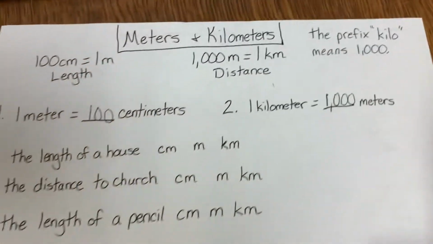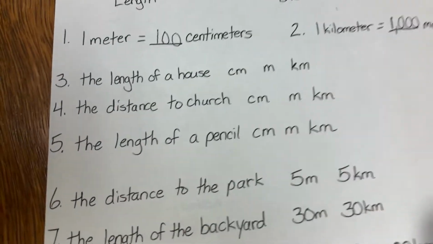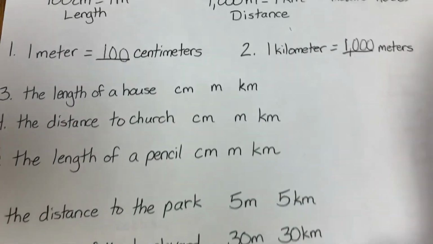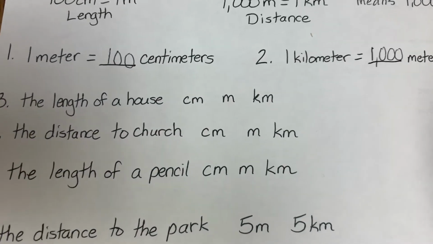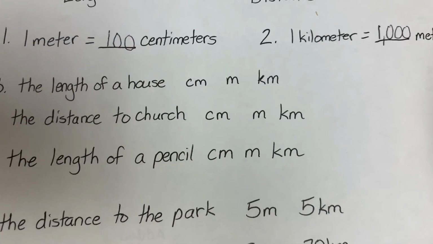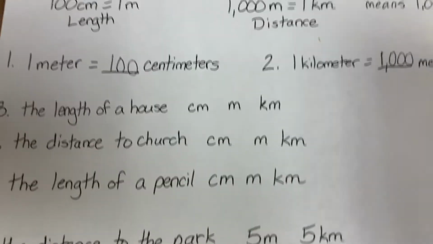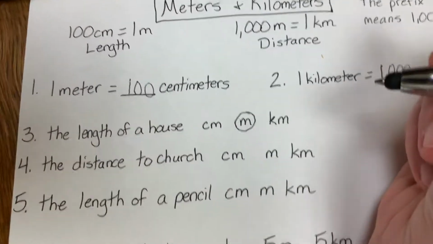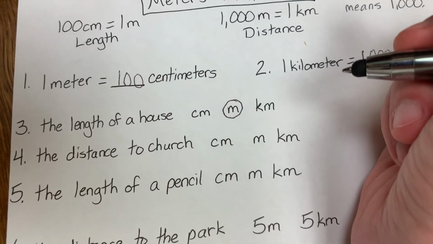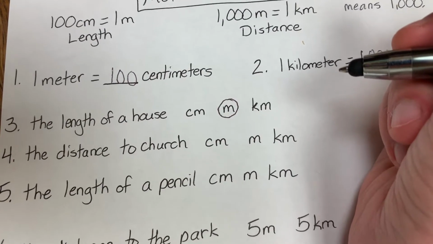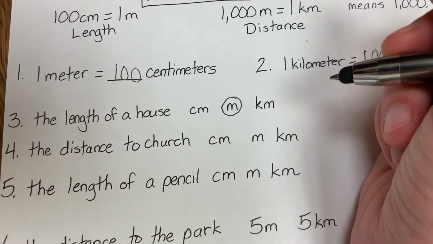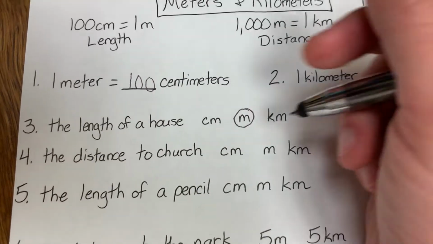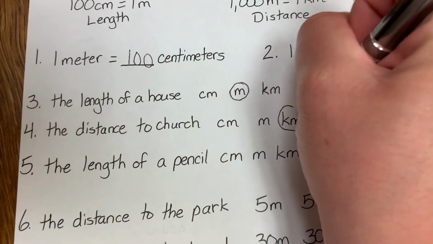Okay. Number 3, it says circle the best measurement unit. So the length of a house. Centimeters is too small, kilometers is too big, so it would have to be in meters to measure the length of a house. Number 4, the distance to church. So that would be like where you have to get in your car and drive there. So that would be a long distance, and we would measure that in kilometers.